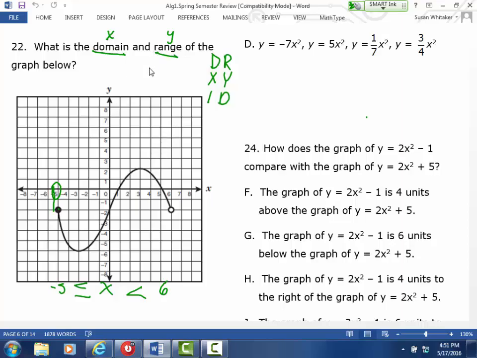Okay, the range is the y values, so we scan from the bottom up of our graph, and we see that the first time we have any contact with our graph is at -6. So we're talking about our y values, and then we go along, and the last time we have anything to do with our graph is when y is 2. Now both of those points are colored in, so we use the less than or equal to symbol.